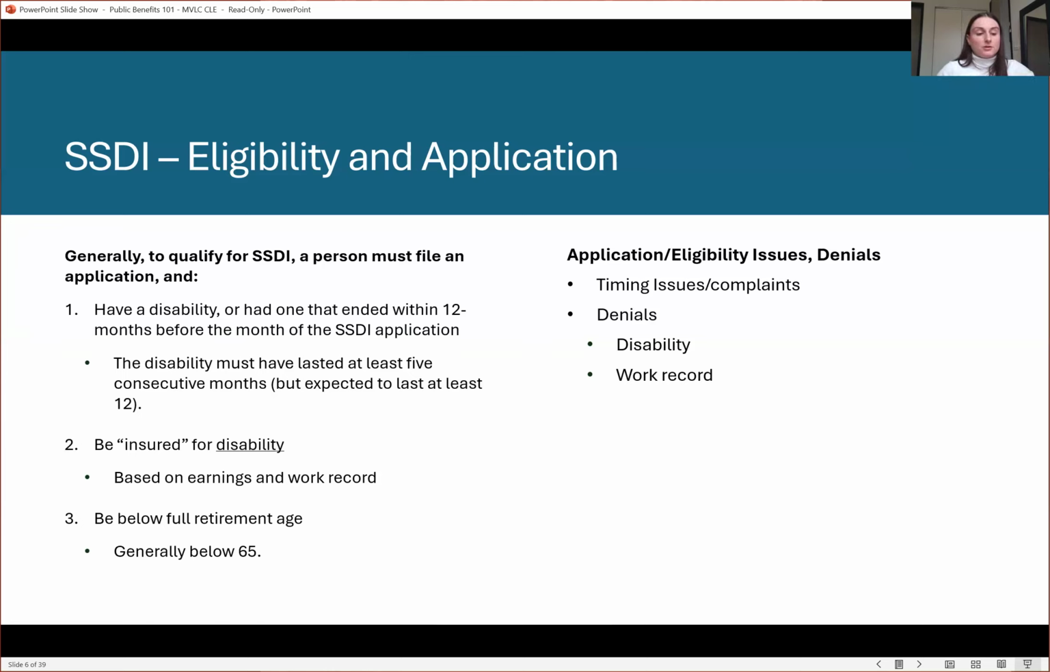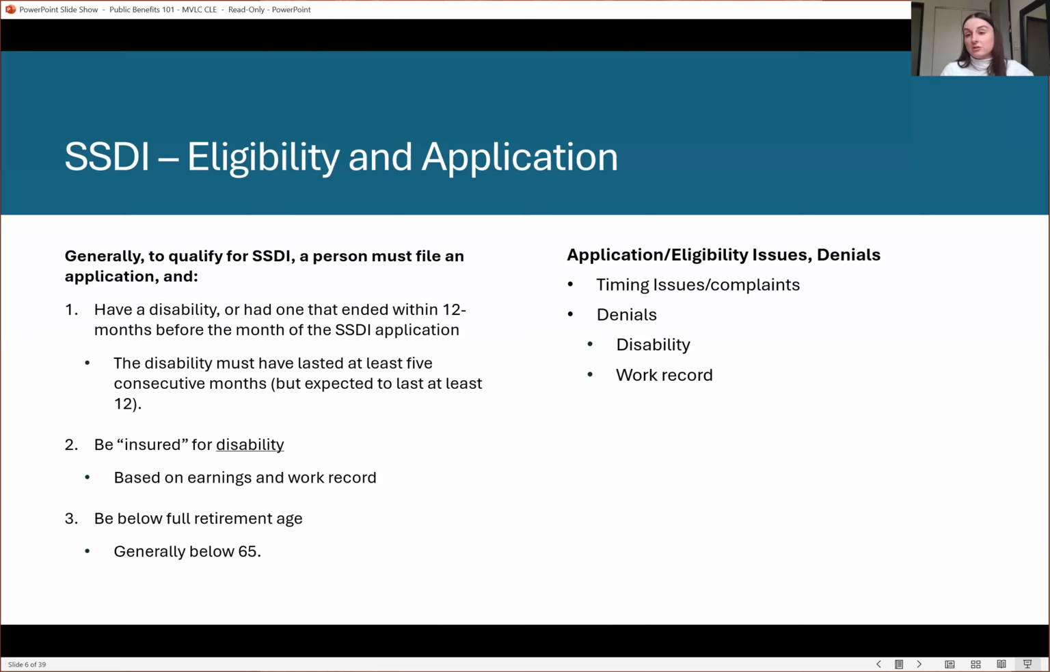It is unable to engage in any substantial gainful activity by reason of any medically determinable physical or mental impairment, which can be expected to result in death, or which has lasted or can be expected to last for a continuous period of not less than 12 months. So it's a very lengthy definition, but this is the same definition for most disability determinations, including SSI.